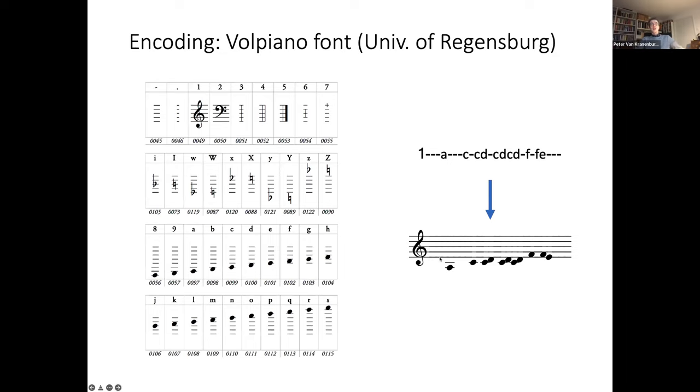For data representation, we use the Volpiano font, which was created at the University of Regensburg, specifically for representing chant. And it's a font. So if we type this, 1--A--C, etc., and if we do that in Word, for example, and we change the font to Volpiano font, then we see music notation. So the glyph for one is a G clef, and the glyph for a dash is a piece of staff. The glyph for A is, where is it? Here, note A. So that's a very elegant way to have both a machine-readable encoding of the melody and a visualization.